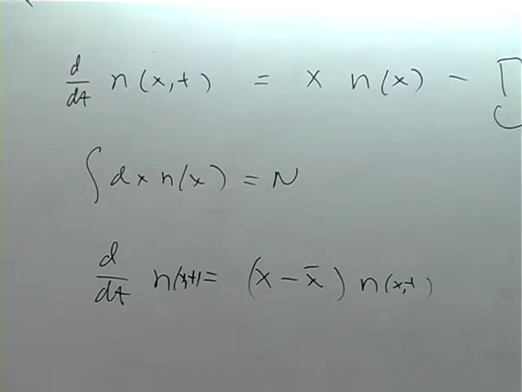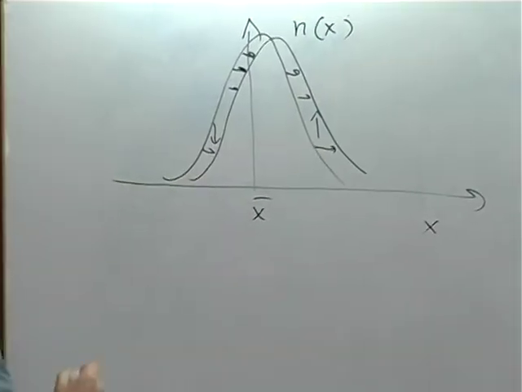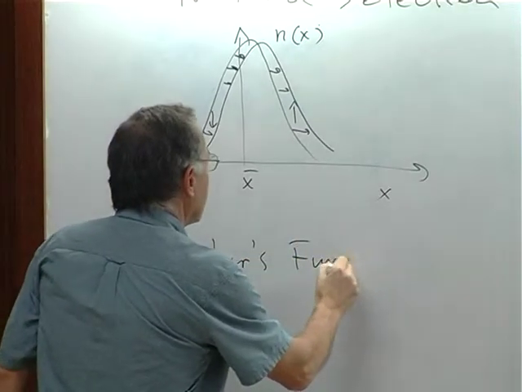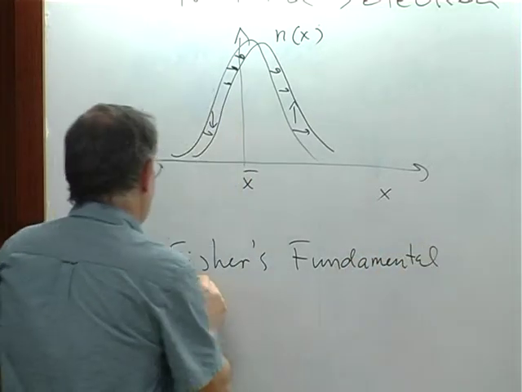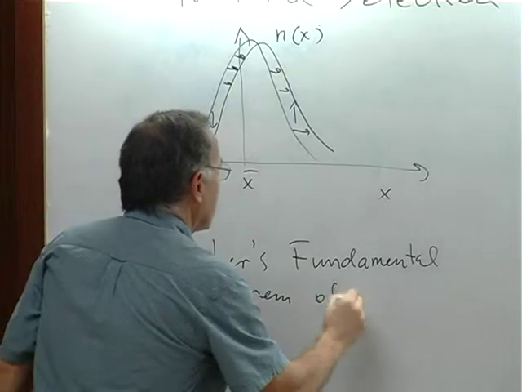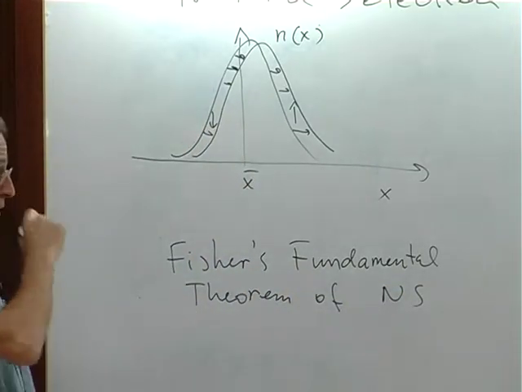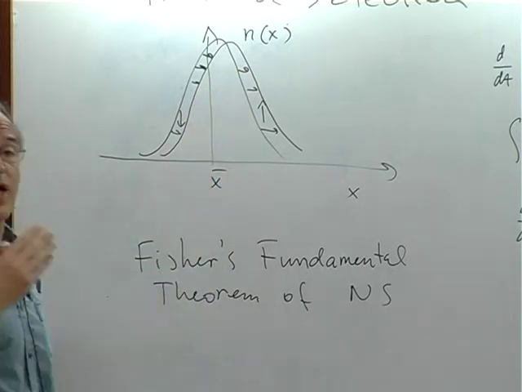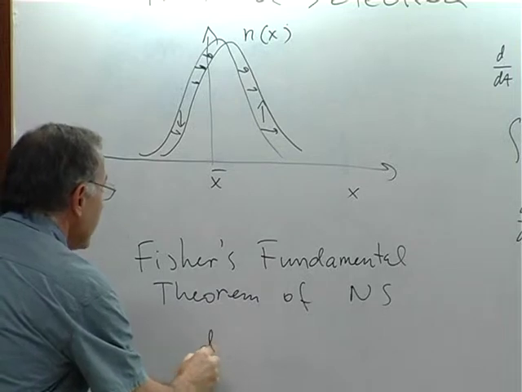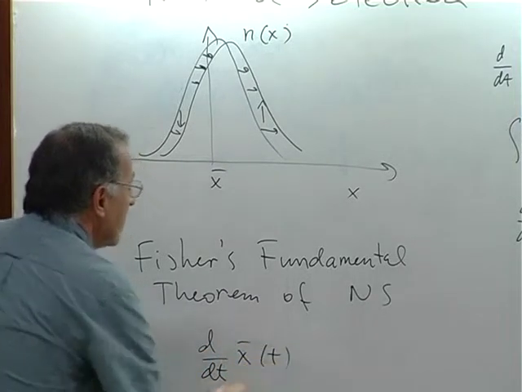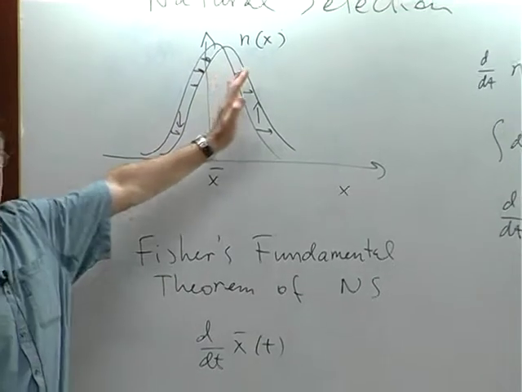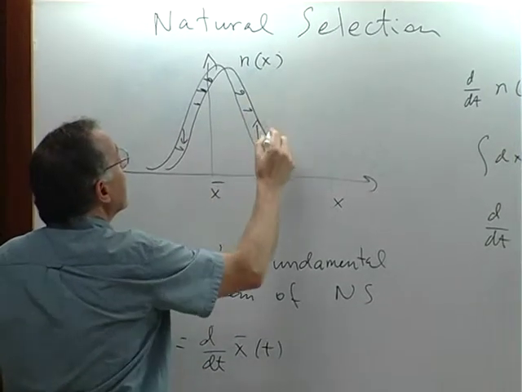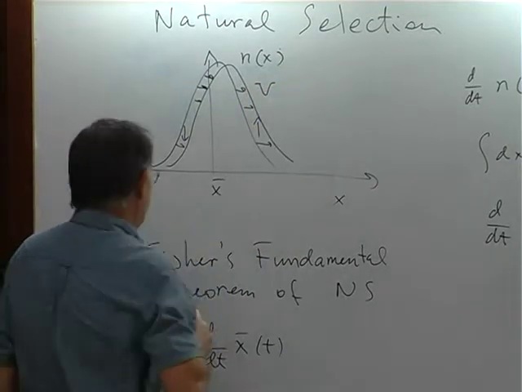But let's do another simple manipulation. And that simple manipulation goes by the name Fisher's fundamental theorem of natural selection. And Fisher's fundamental theorem of natural selection addresses the rate of evolution here. Rate of evolution defined as the rate of increase of that mean fitness, which evidently here is shifting to the right. So let's call this, this is sort of the velocity of our traveling lump.